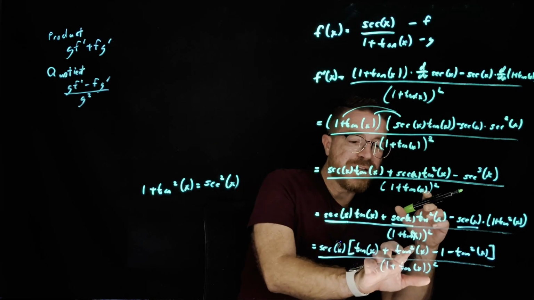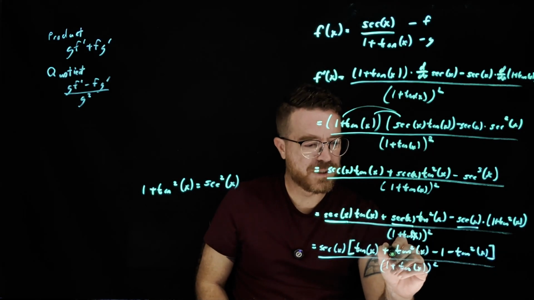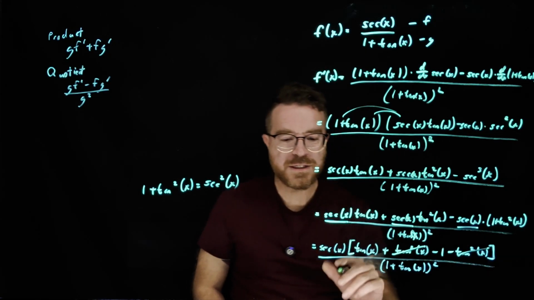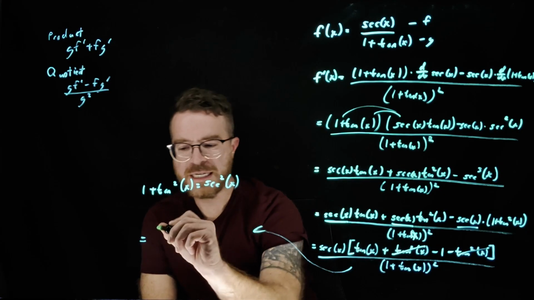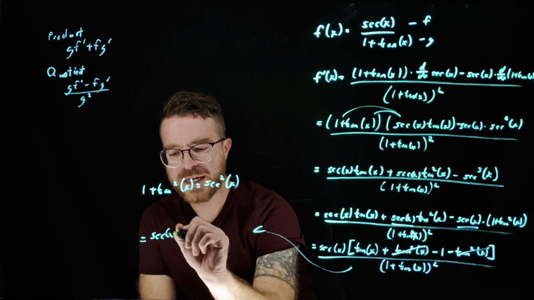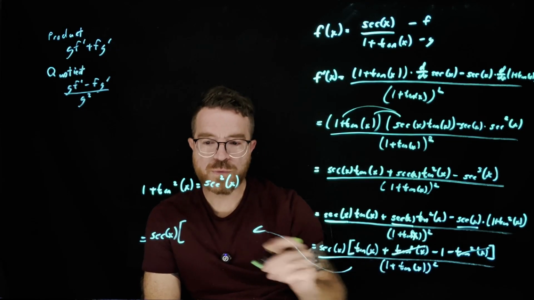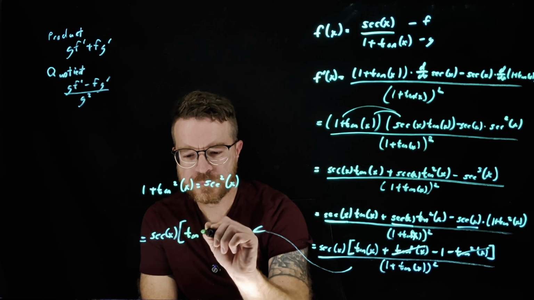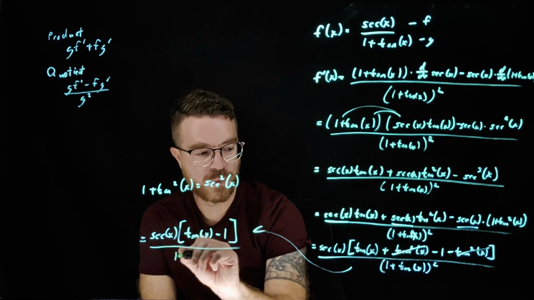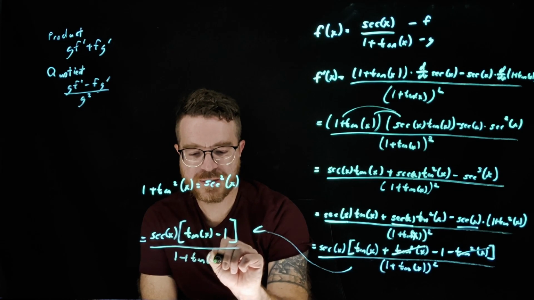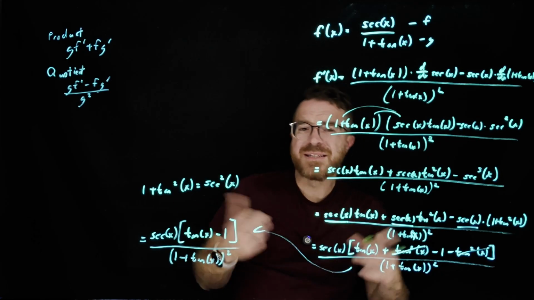I have tangent squared of x minus tangent squared of x. So these two are going to cancel with each other. And this is going to leave me then with secant of x times (tangent of x minus 1), divided by (1 plus tangent of x) squared. And this is about as simple as I can think to make it.